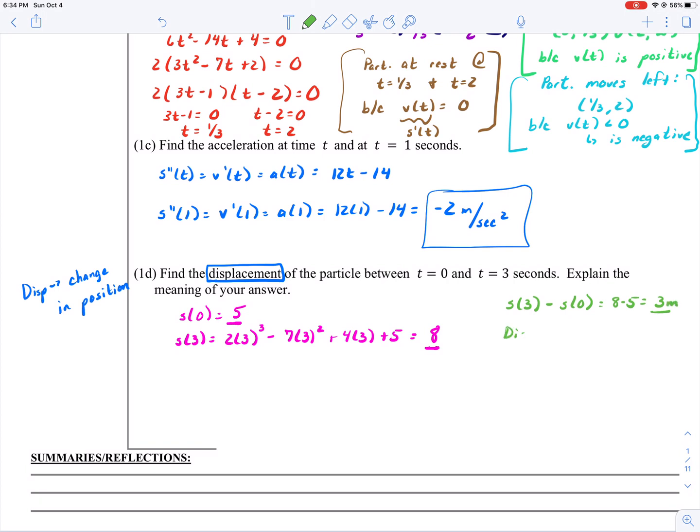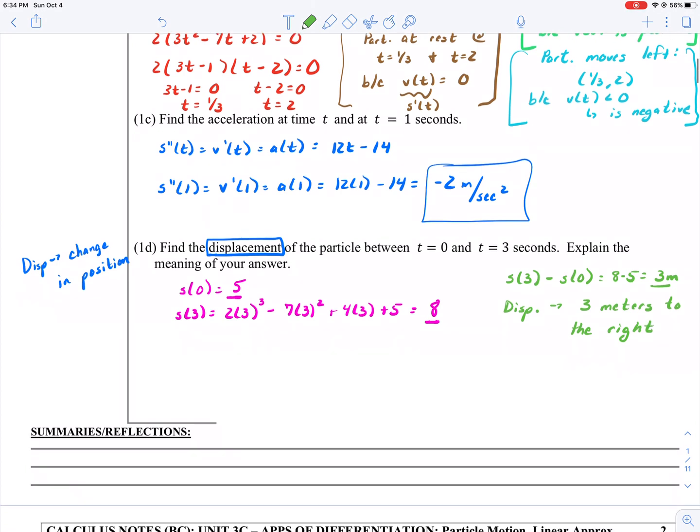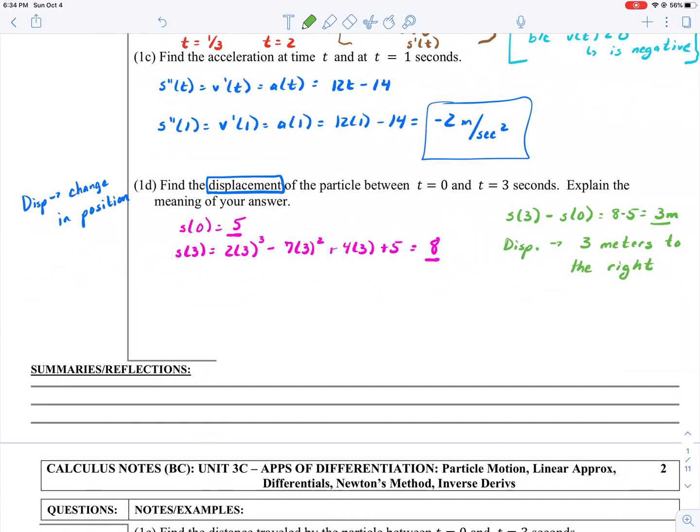So your displacement is going to be 3 meters, but because it's positive, that means I went 3 meters to the right. And while that's not always significant, it is good for you to be aware that whether or not your displacement is positive or negative does indicate the direction that you went. So this makes sense, right? At t equals 0, I was at 5, and then at t equals 3, I was at 8. So of course I moved 3 units to the right in order to land there.